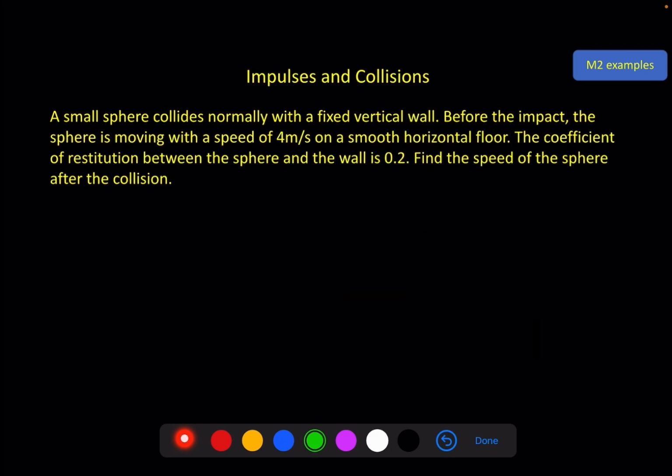Example 2. A small sphere collides normally, here's that word again, coming in at right angles, with a fixed vertical wall. Before the impact, the sphere is moving with a speed of 4 meters per second.